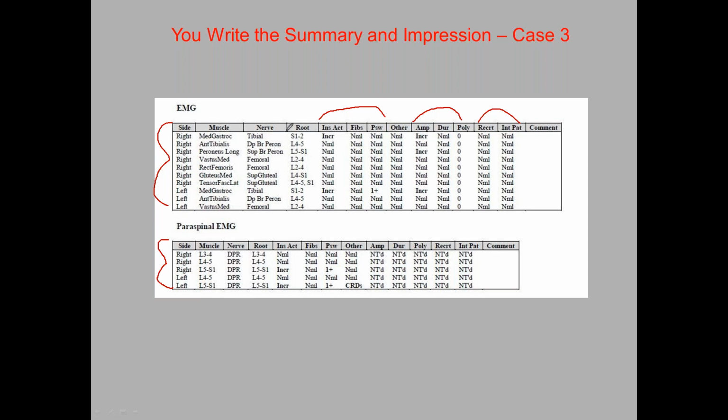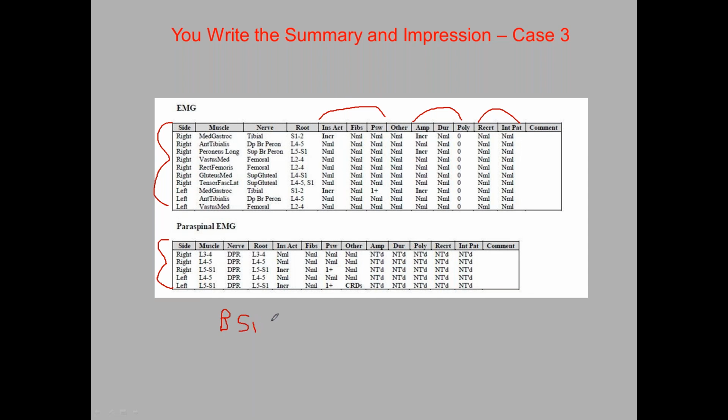So let's go down to first what's in common. We got medial gastroc. If I look across the table, we have right medial gastroc, left medial gastroc, right peroneus longus. We have right L5S1 paraspinals. We have left L5S1 paraspinals. What's in common right there? They all have increased insertional activity. No, we are not there yet. What's in common? S1. S1. Oh, okay.